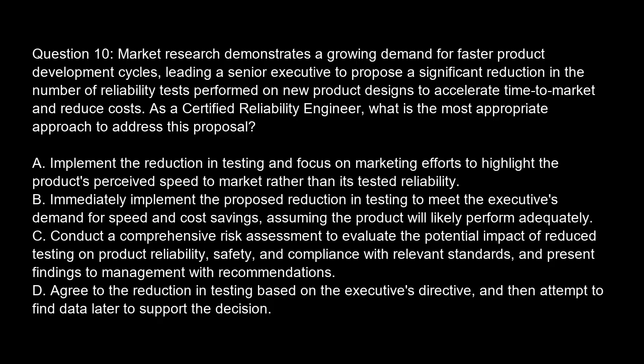Option A. Implement the reduction in testing and focus on marketing efforts to highlight the product's perceived speed to market rather than its tested reliability. Option B. Immediately implement the proposed reduction in testing to meet the executive's demand for speed and cost savings, assuming the product will likely perform adequately. Option C. Conduct a comprehensive risk assessment to evaluate the potential impact of reduced testing on product reliability, safety, and compliance with relevant standards, and present findings to management with recommendations. Option D. Agree to the reduction in testing based on the executive's directive, and then attempt to find data later to support the decision.